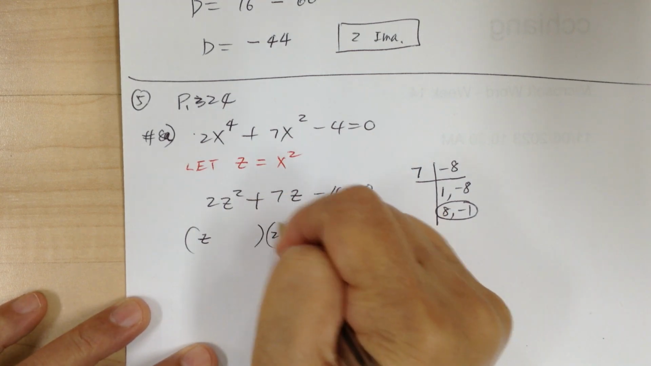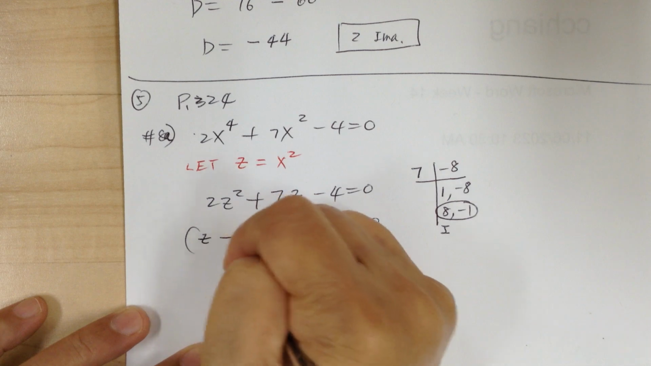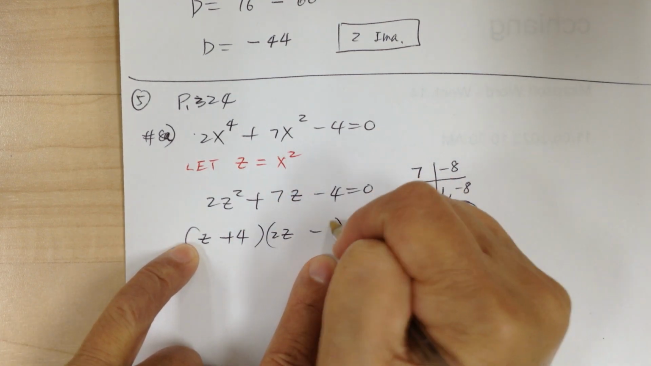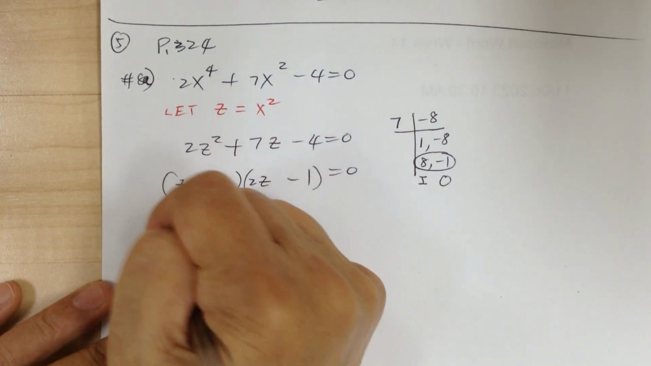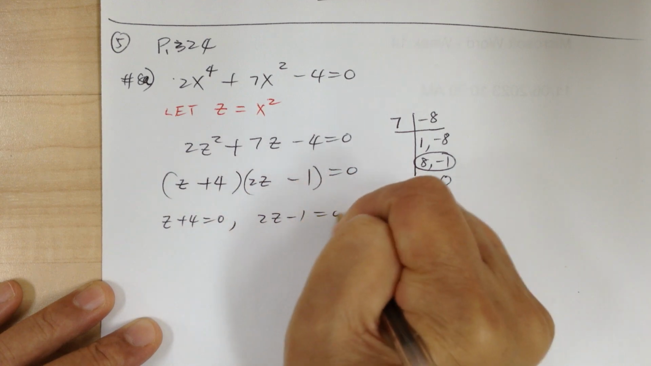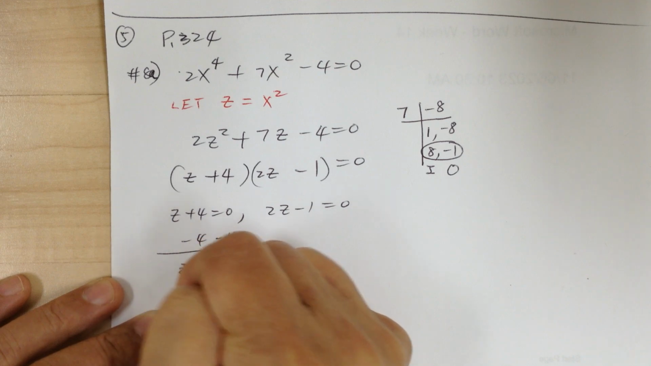So the first term, z and 2z. This would be the inside, so it would be plus 4. This would be the outside, and this would be minus 1. Okay, so you have to know how to do factoring. From here you solve, so z plus 4 equal to 0, 2z minus 1 equal to 0. So minus 4 on each side, so you got z equal to -4.